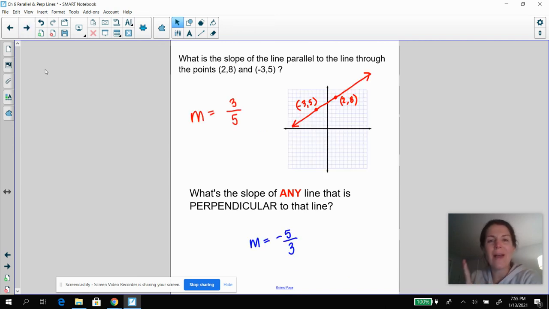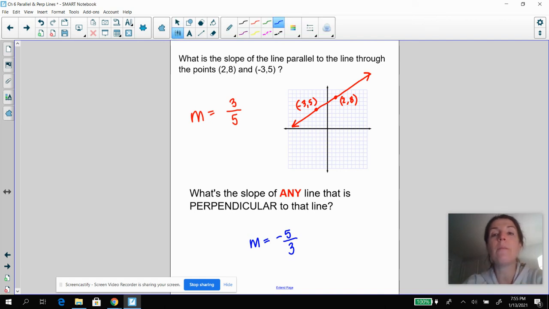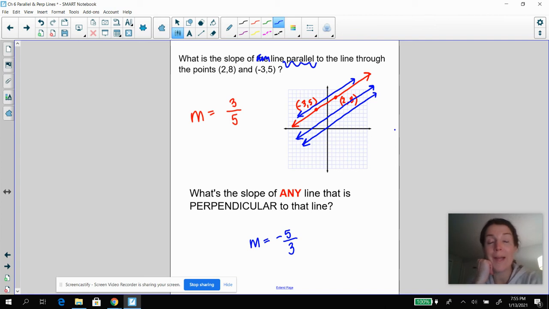Fabulous. This is our very last slide. What I did here is I plotted these two points, (2, 8) and (-3, 5). And then I said, all right, I want the slope of the line that's parallel to this line. Now, I used the word "the," and that's really not a good word to use because there's not just one line that's parallel to this line. I could have a line that's parallel like this, or like this, or like this. There are an infinite number of parallel lines.